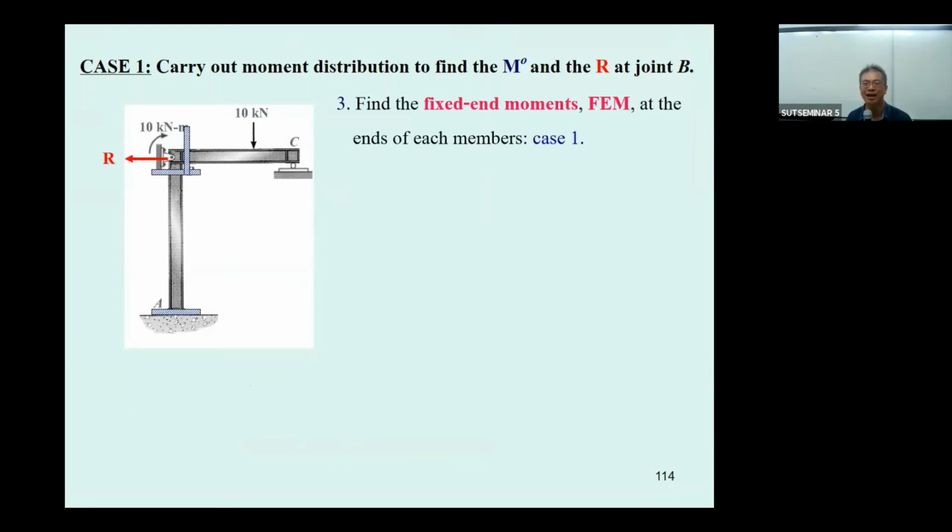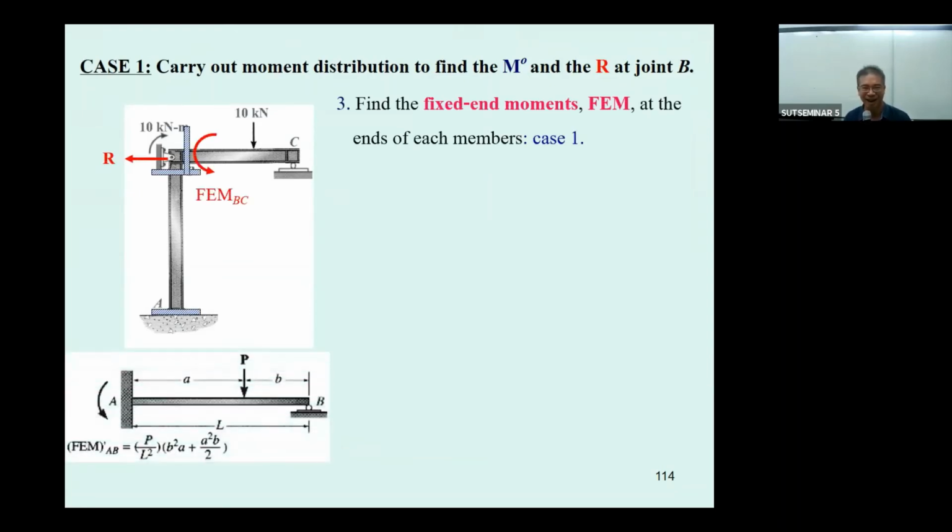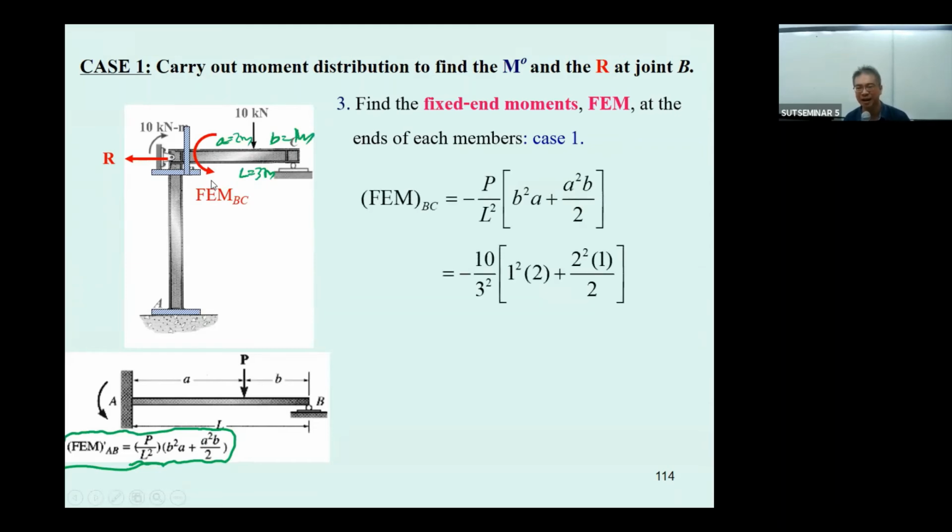You have a very complex problem here. The equation is going to be a very long one. I will provide this equation to you for sure, but you have to do the practice. What is P? 10 kilonewton. What is A? A is going to be here. What is B? B is going to be here. L is going to be 3 meters, A is 2 meters, and B is going to be 1 meter. Put everything in. The fixed end moment BC is counterclockwise, so it's going to be negative. Put everything in like this, and you get minus 4.44.